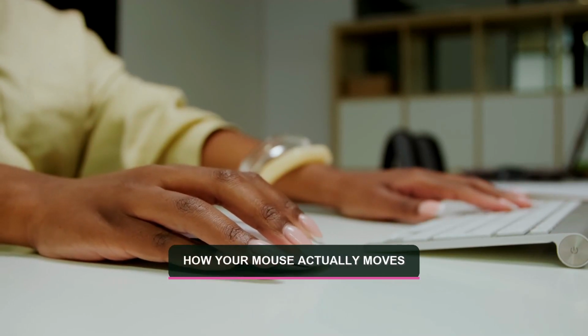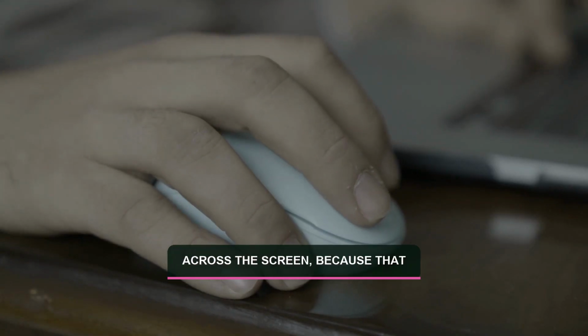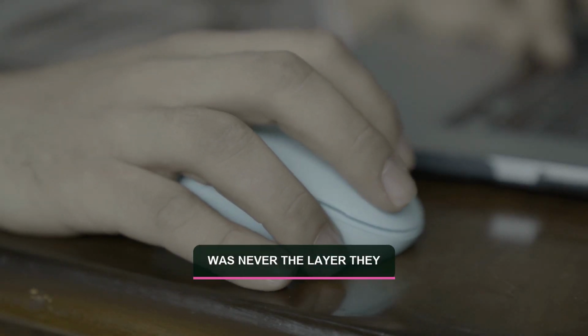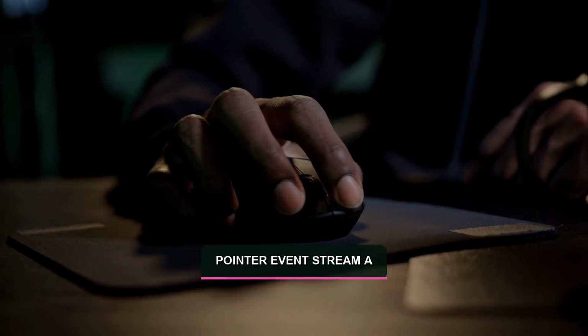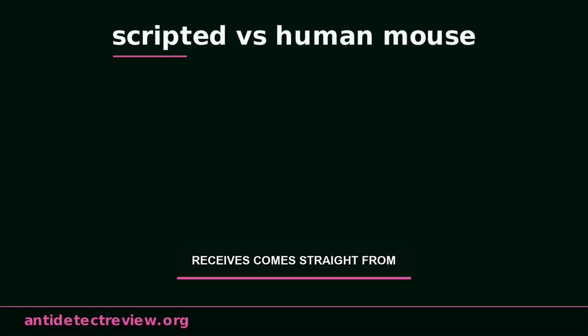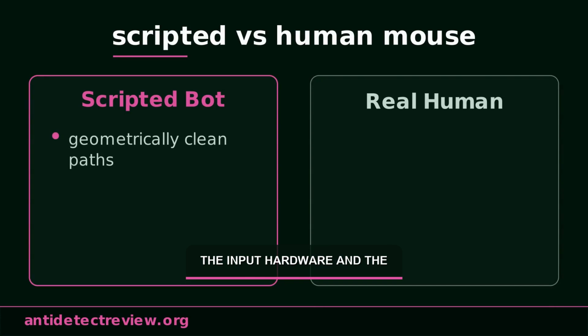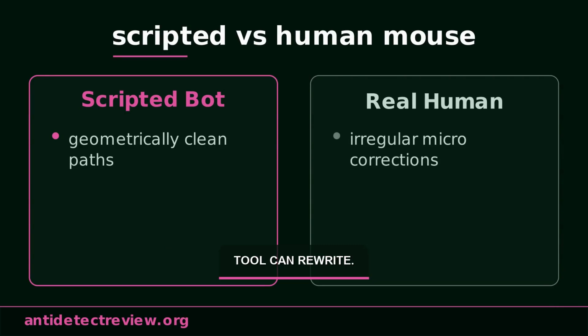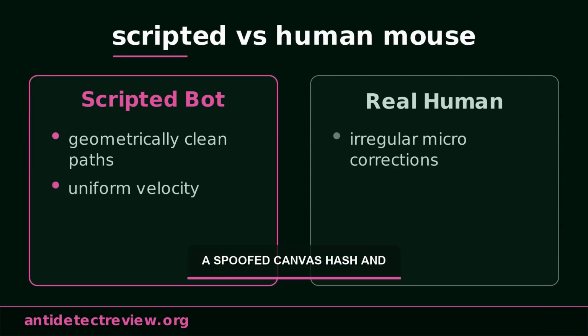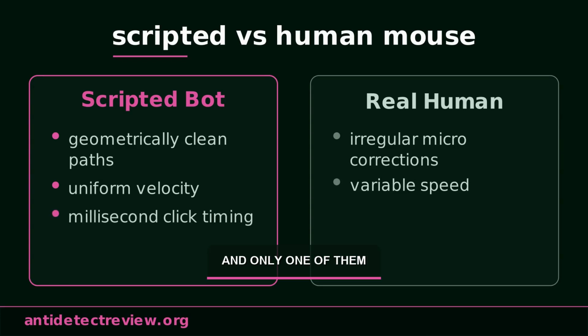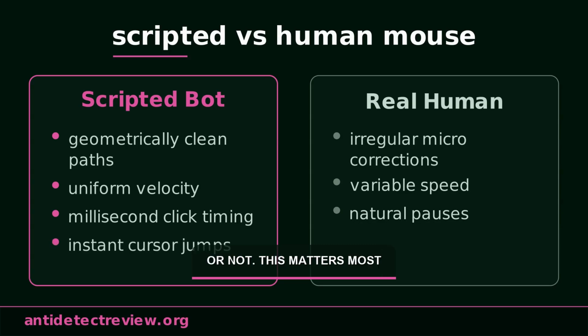But none of that touches how your mouse actually moves across the screen, because that was never the layer they were built to control. The pointer event stream a site receives comes straight from the input hardware and the actual person moving it, not from anything a browser profile tool can rewrite. A spoofed canvas hash and the real human hand are two completely separate signals arriving at the same server, and only one of them is under the anti-detect browser's control. The other one is just you, whether you meant to hand it over or not.